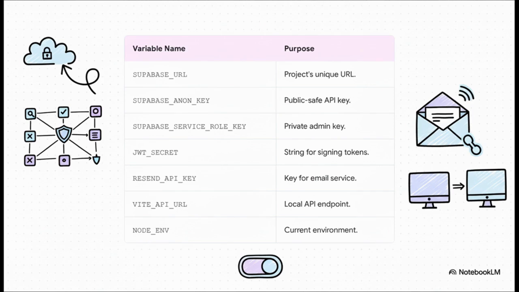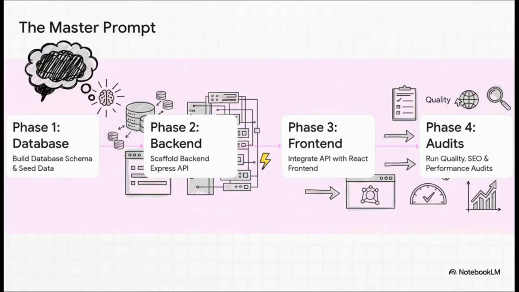Resend API key is the key for our transactional email service. Vite API URL is the local API endpoint for the front end during development. And finally, NODE_ENV will be set to development. At this point, we issue the master prompt. This is a single, comprehensive command that instructs Codex to execute the build in 4 distinct phases.